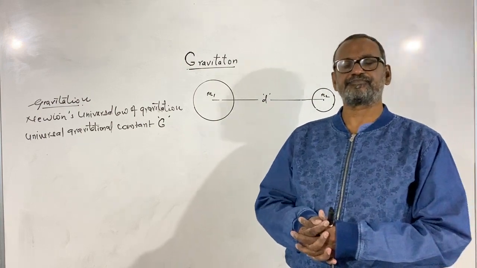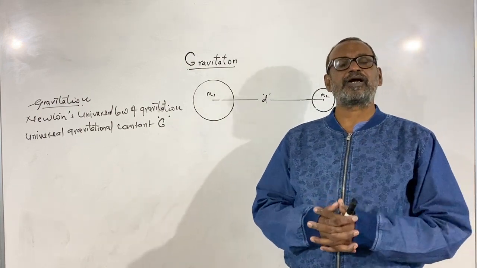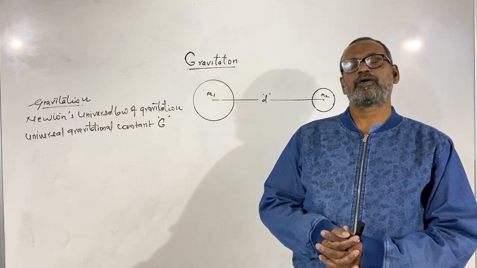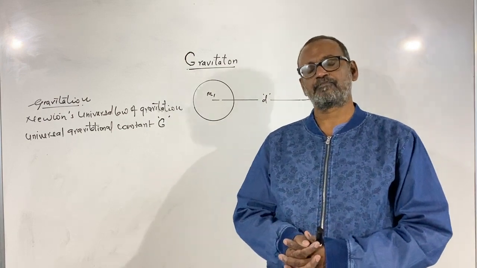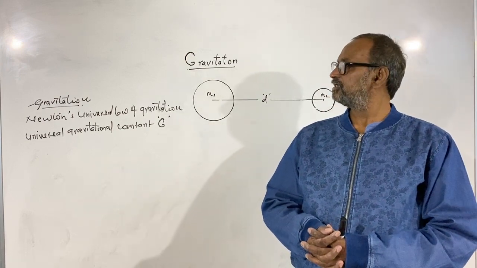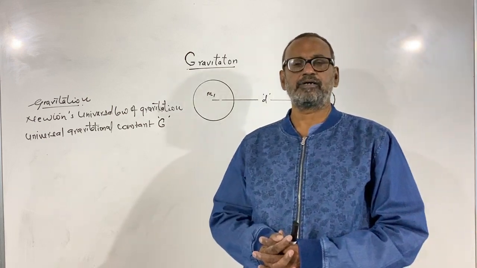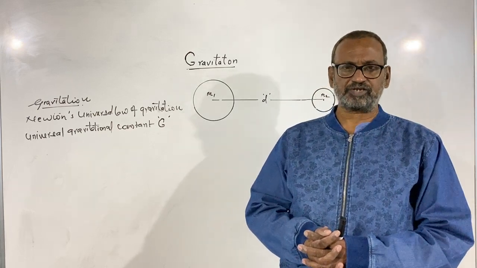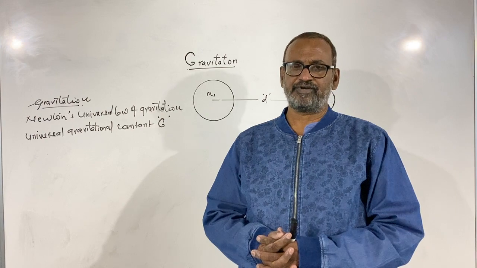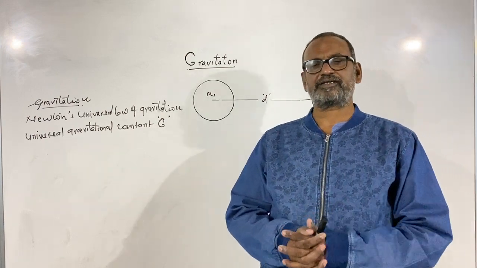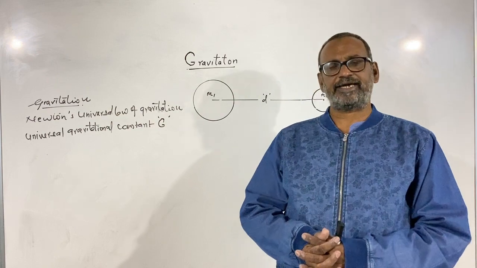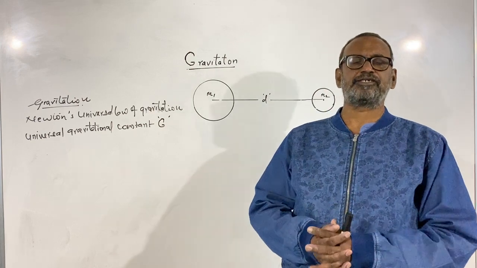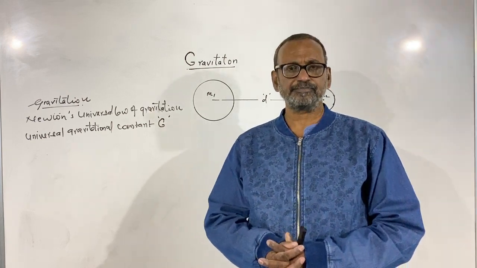Every body, in fact every particle in this universe, attracts every other particle with a force. This force is called gravitation. What is gravitation? Gravitation is an attractive force which acts between any two objects, any two bodies, any two particles having mass.